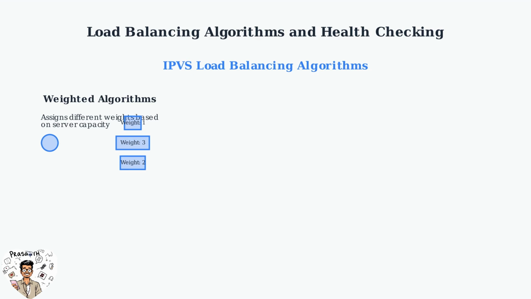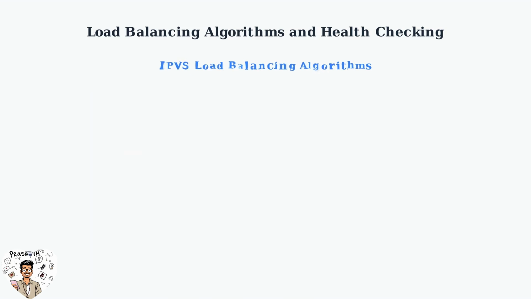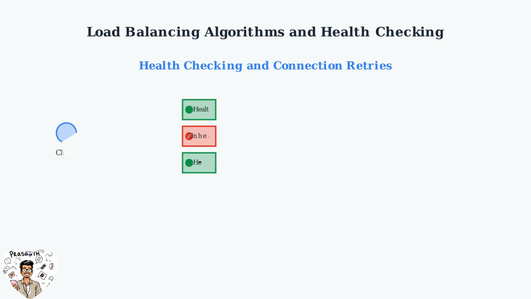IPVS provides built-in health checking capabilities that continuously monitor the status of back-end servers. This ensures traffic is only sent to healthy servers and automatically retries failed connections. IPVS continuously monitors server health through configurable health checks. Unhealthy servers are automatically removed from the load balancing pool, preventing failed requests and improving overall service reliability.